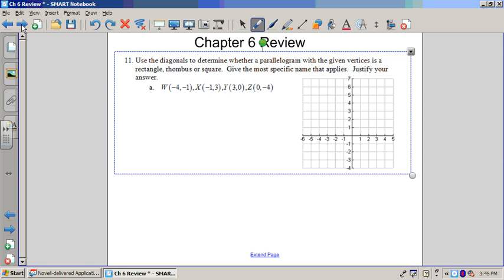All right, use the diagonals to determine whether a parallelogram is a rectangle, rhombus, or square. I've got W equals (-4, -1). X is equal to (-1, 3). Y is equal to (3, 0). And Z is equal to (0, -4).